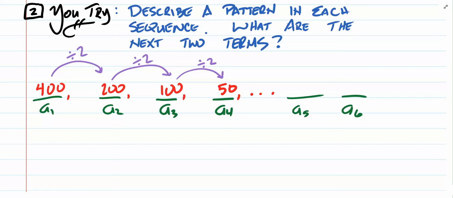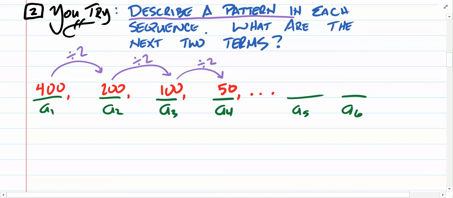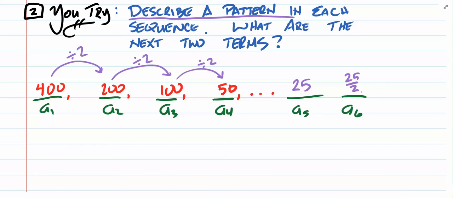But here's the solution. When we say to describe the pattern, we are dividing the previous term by 2. So 400 divided by 2 is 200, divided by 2 is 100, divided by 2 is 50. So that means the fifth term would have to be 25, and then 25 over 2, or you could represent that as a decimal, which is 12.5. That'd be fine too.